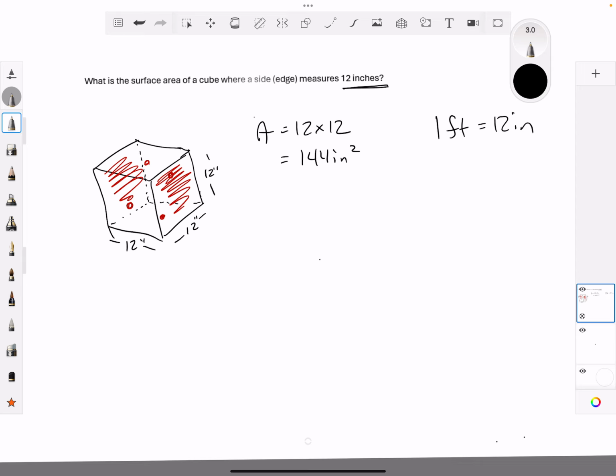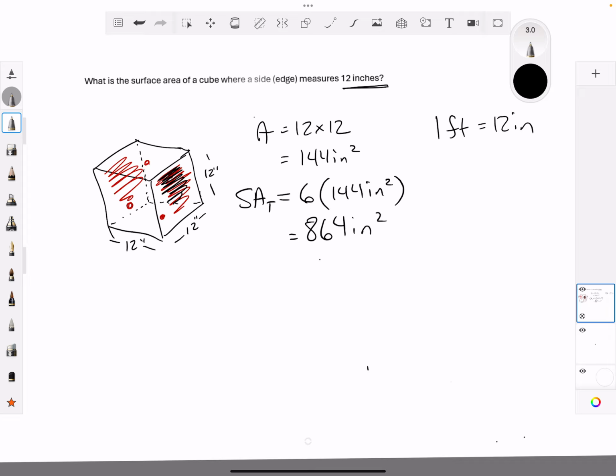So that's for one side. But how many sides do I have? I have 6 sides. So I need to multiply this for the total surface area. I would have 6 sides times 144 inches squared, which would be 144 times 6, will come out to be 864 inches squared. So if it asks you to convert to feet squared or something different, you could do that.